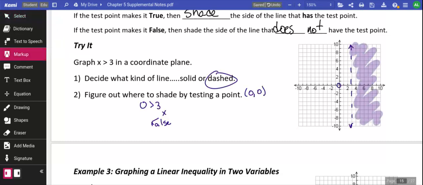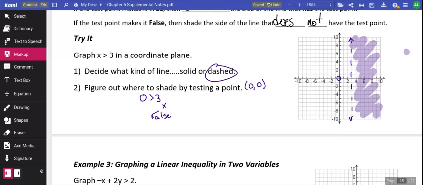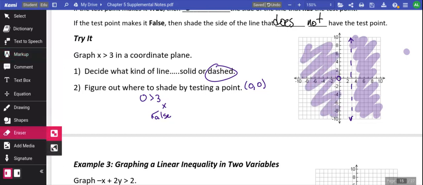Alrighty, so hopefully we ended up with something that looks like what I have right here. We have that vertical line there at 3. We know that it should be a dashed line because it is just greater than, it doesn't have an equal. And that point 0, 0 was false, so I didn't shade the side that included 0, 0. It was false, so I shaded the side that didn't include 0, 0. And that's the thing sometimes people don't get.